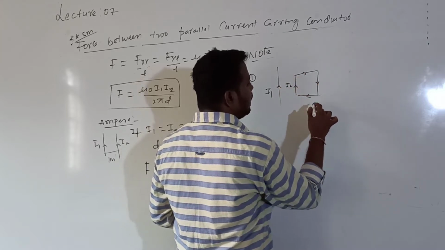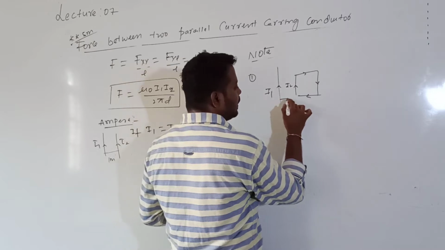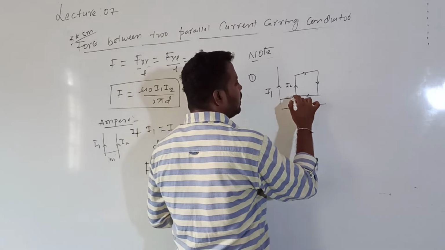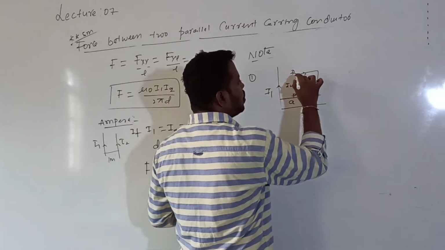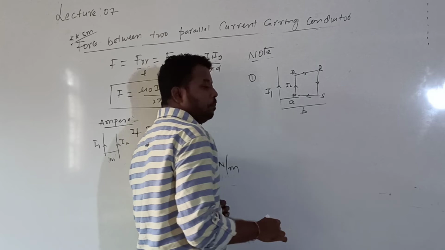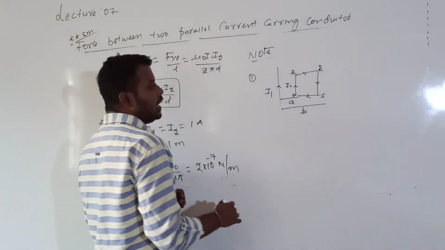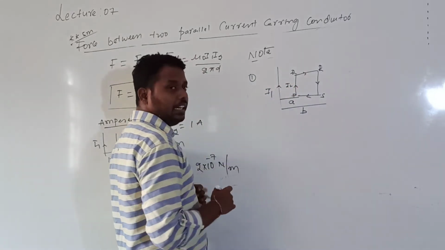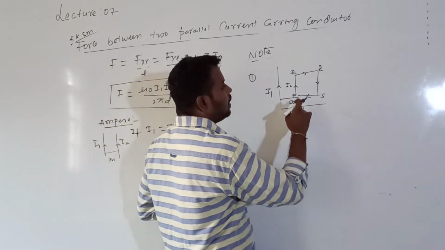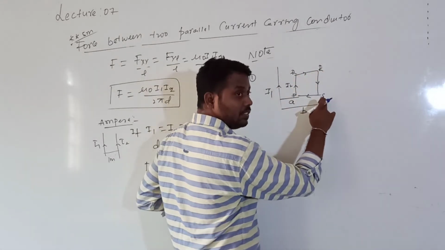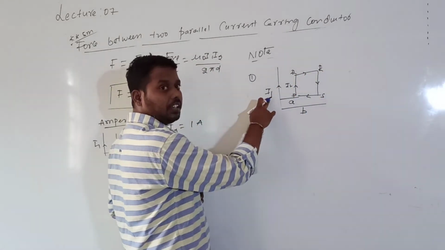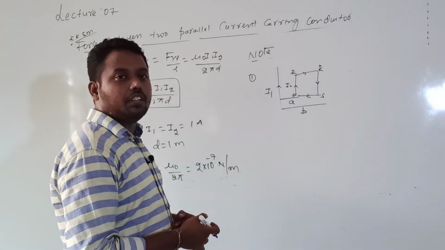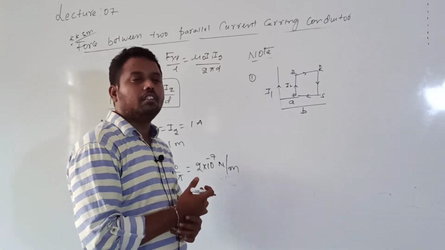It is a current carrying loop such that one side is at a distance A and the other is at a distance B. Let me call this rectangular loop PQRS. Now I want to calculate what is the force acting on this rectangular loop due to this current carrying conductor. Actually the ends QR and PS are perpendicular to the current carrying conductor. So when both are perpendicular, what happens to the magnetic force value? The magnetic force value will be equal to 0.